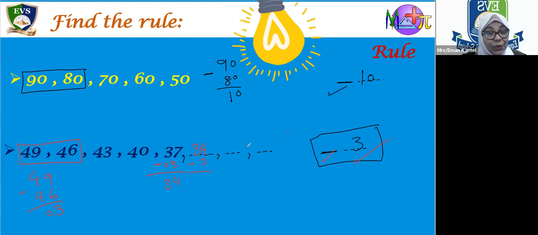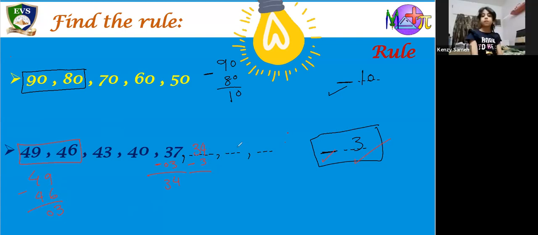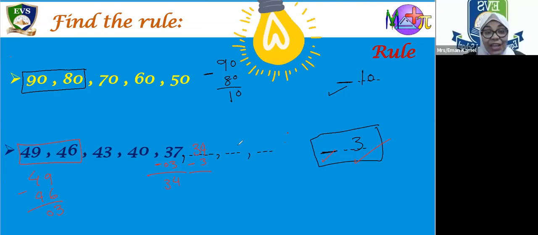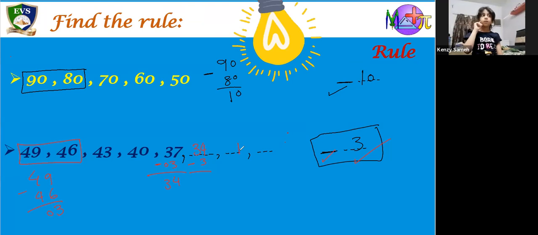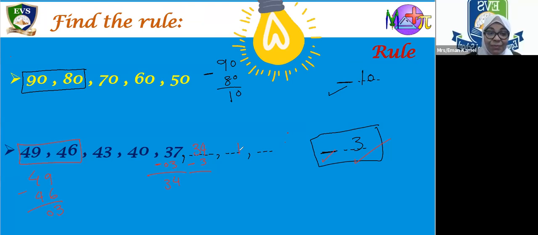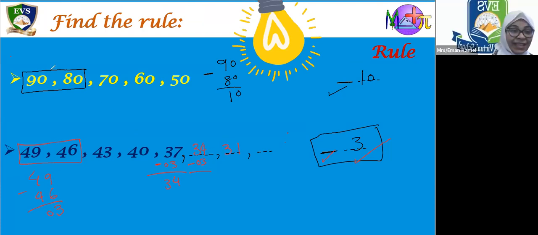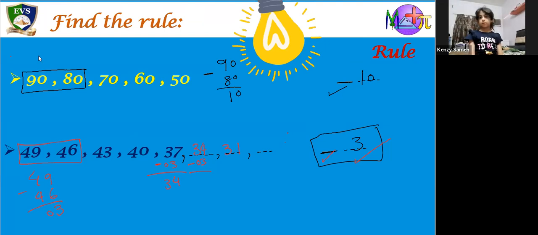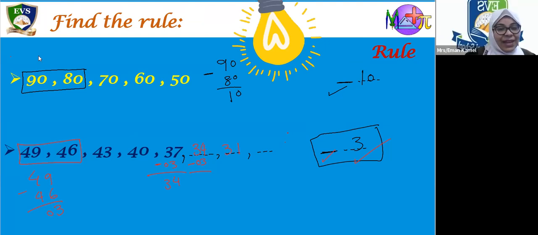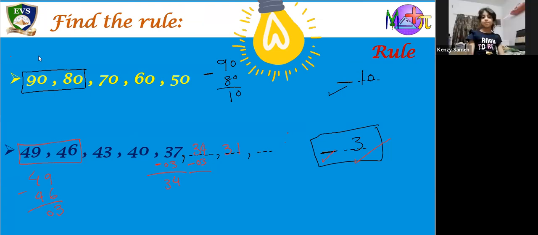If you want to know the next, use the rule, minus 3. 4 minus 3 equals 1. You are excellent. 4 minus 3 equals 1. And 3 minus 0, it's 3 as it is. See, 3 minus 0 equals 3. Excellent, girl. Thank you so much.